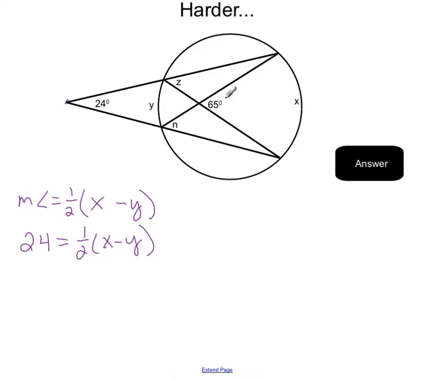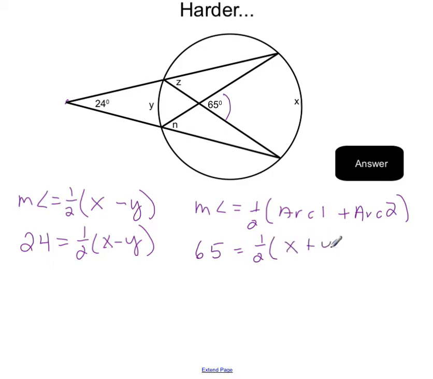Now, I'm going to turn my attention to my 65-degree angle. The measure of that angle is going to be 1/2 (arc 1 plus arc 2). And then I will substitute in there. 65 is equal to 1/2 (x plus y).